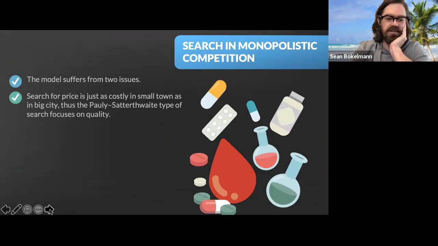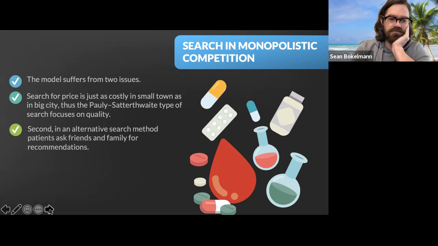And the idea here is that if you're just shopping for price and you're not really concerned about quality, then all you've got to do is maybe pick 4 or 5 doctors, give them a call, ask them about their prices, and the cost of that effort should be the same regardless of where you live, right? And so within the framework of Pauly Satterthwaite, the focus would be on quality since the cost of searching for price is basically constant.